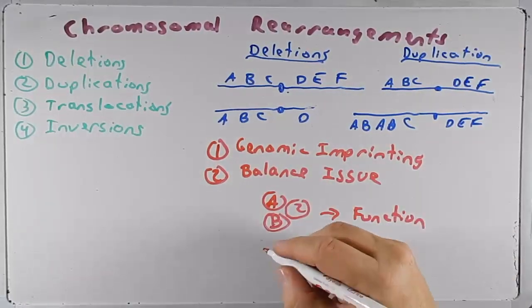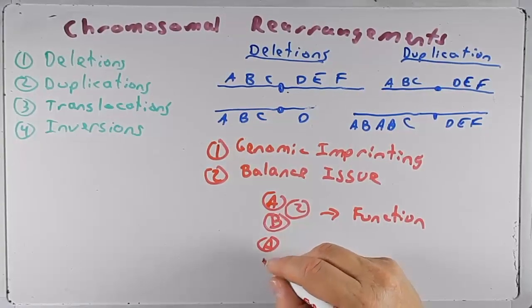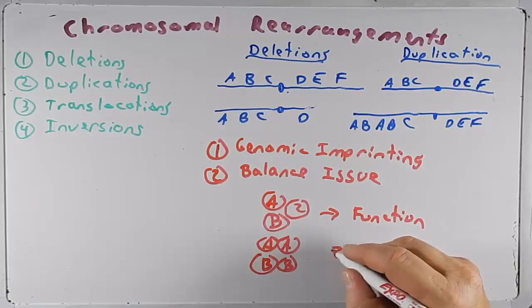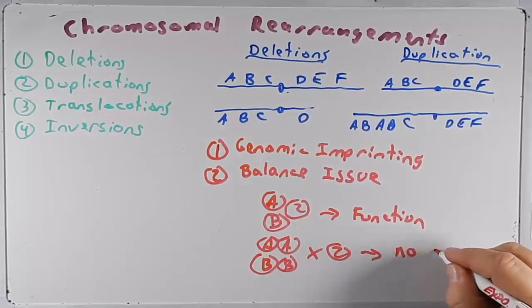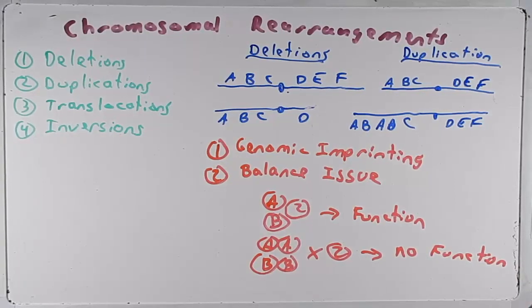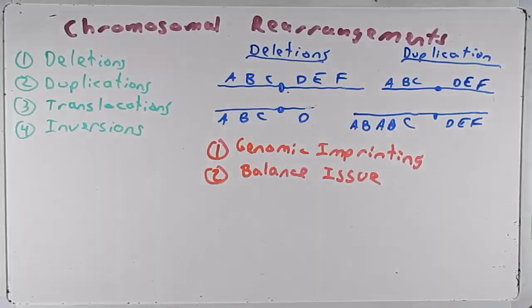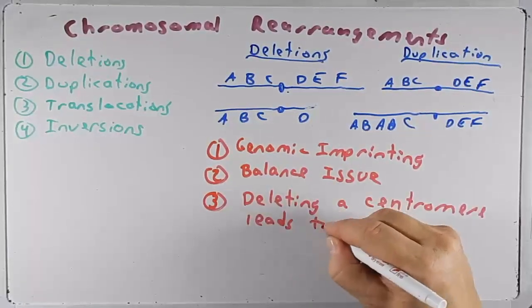But now, if we have 2 copies, an additional copy of A and B, maybe they bind to each other in such a way that now prevents Z from binding to it, and now that will lead to no function. Often, the proteins we make are made in a very precise amount, and messing with that amount can cause problems. The only other problem we should mention with deletions is that deleting a centromere leads to a monosomy.